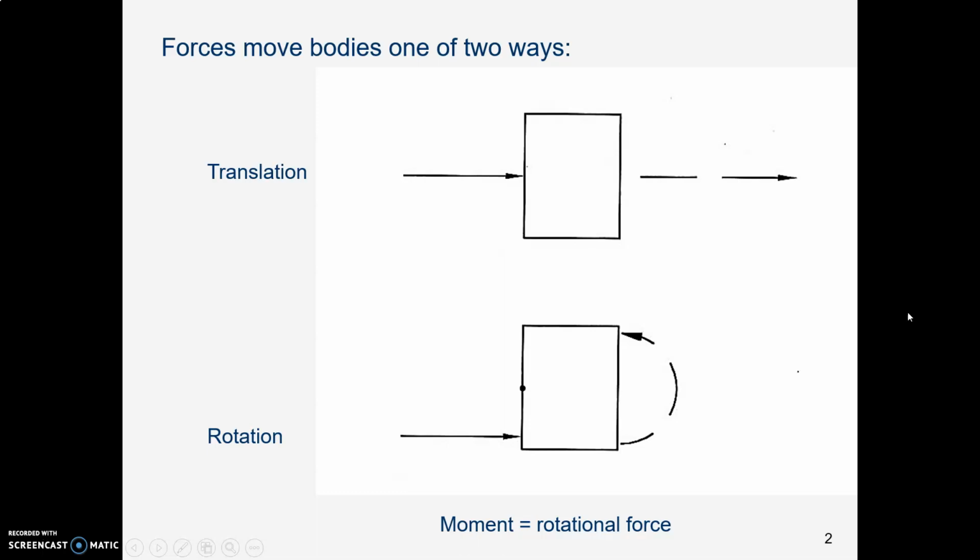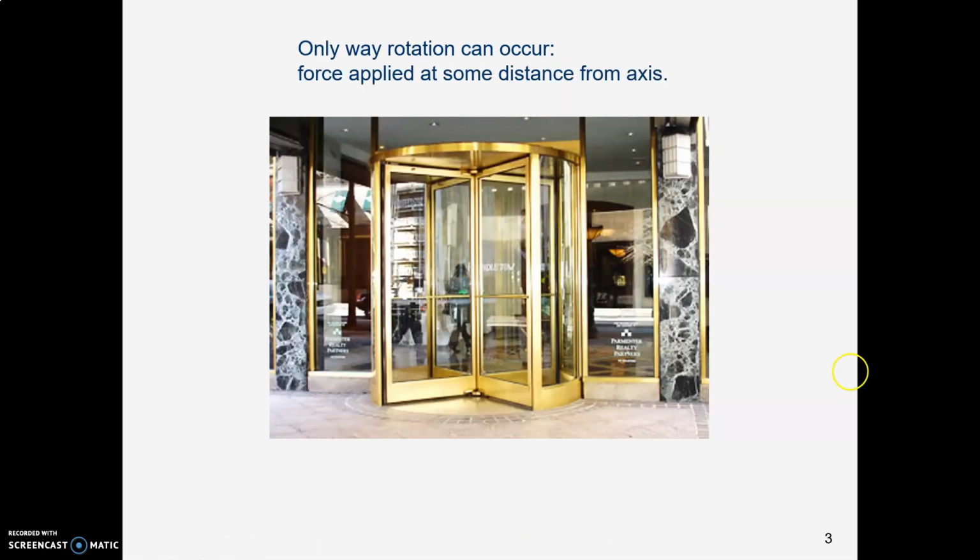And when you push or pull, you can move a body one of two ways. And the fancy way of saying it, sliding across the table, is translation. That means it moved from one spot to another. Another way it can move is rotation, and this is what is involved when we have moment.